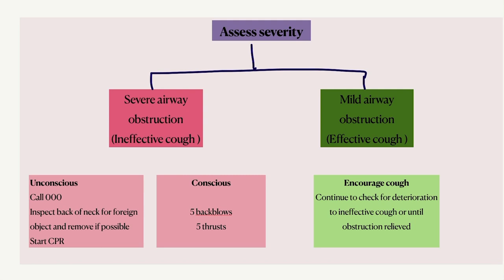This is a flow chart to assess the severity. If there is mild airway obstruction, encourage the patient to cough until the obstruction has been relieved. And if there is severe airway obstruction and the patient is conscious, give 5 back blows and 5 thrusts and alternate between back blows and thrusts. If the patient is unconscious, call 000, inspect the back of the neck for a foreign object and remove if possible, and start CPR.